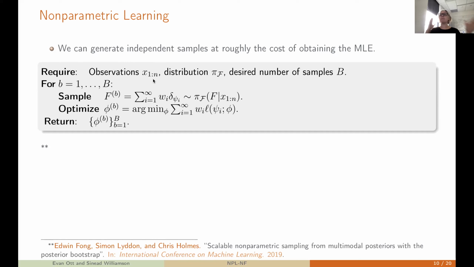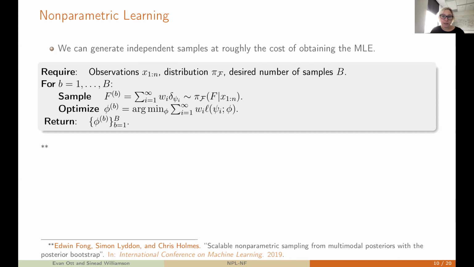So we have some set of observations. What we're going to do is generate B samples that I'm going to call bootstrap samples, by analogy to the Bayesian bootstrap, from that non-parametric posterior. And we can do that by first sampling from that pi sub f, that distribution over the data generating mechanism. Here I've assumed that that's an atomic non-parametric measure. I'm going to be using the Dirichlet process.